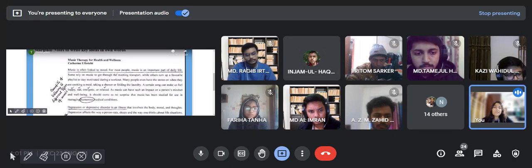So what is written here? Music is often linked to mood. For most people, music is an important part of daily life. So if you go through the whole paragraph, you will see this is the main idea and the rest of the paragraph is related to this main idea. So I have got my main idea. I have underlined my main idea. Now it's time to write the margin note. So when I am writing the margin note, I have to keep in mind that I cannot write a full sentence. So I have to write a group of words or maybe a phrase.